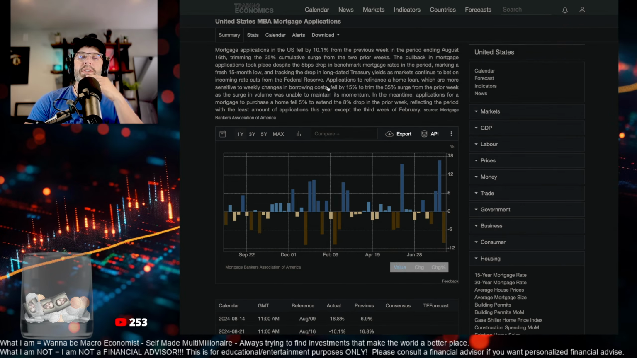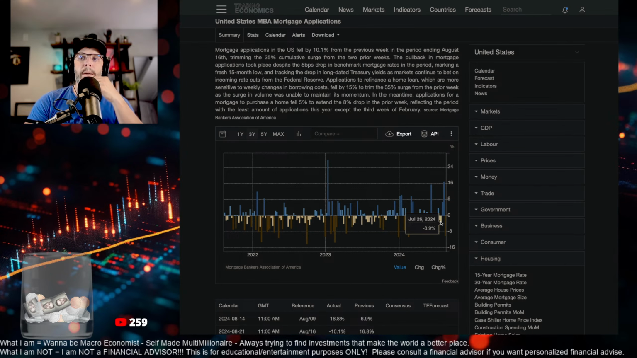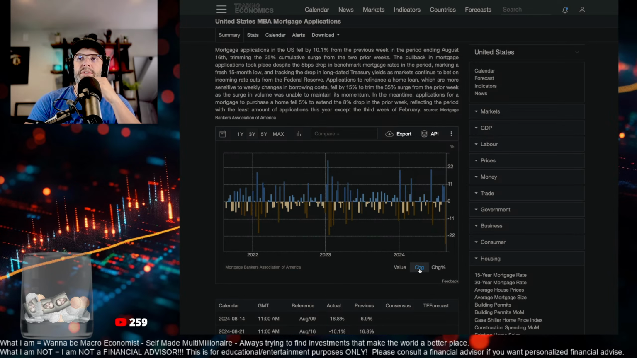Mortgage applications. So it says negative 10.1%. I don't think this is a big deal though. These percents go back and forth, because if you look at the oscillation, we had two really good months, 6.9 and 16.8. So I'd say the trend is still headed higher.